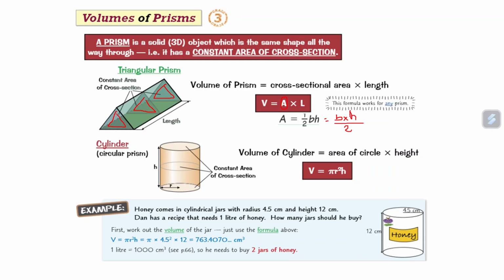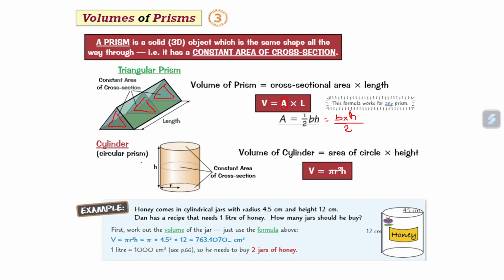So don't panic. You will always be given the shape. Once you can figure out the shape and you know the formula, you are good to go.